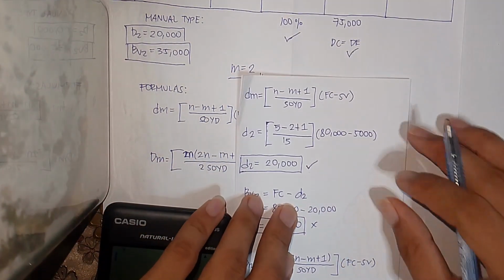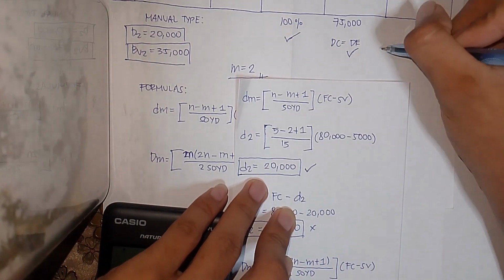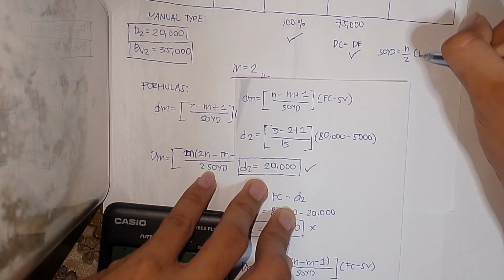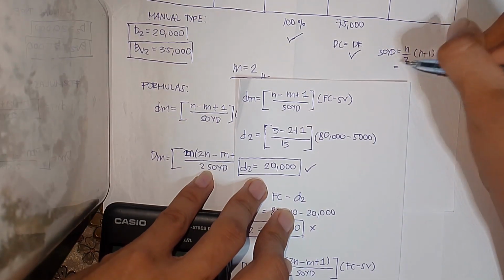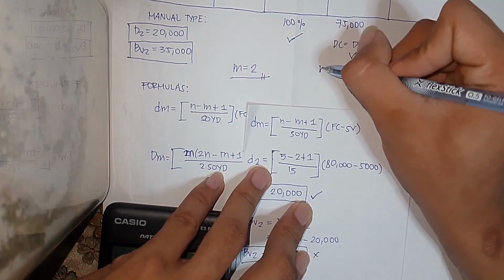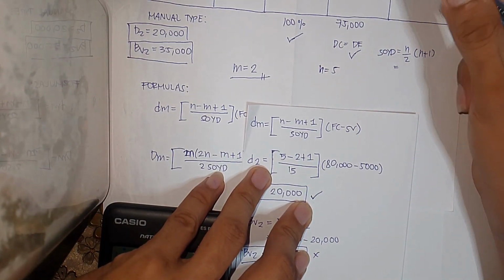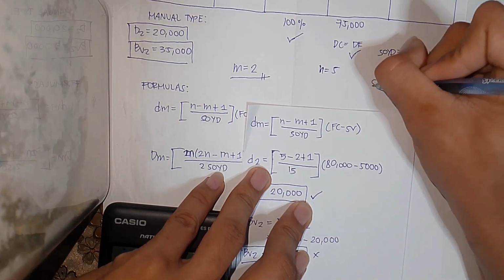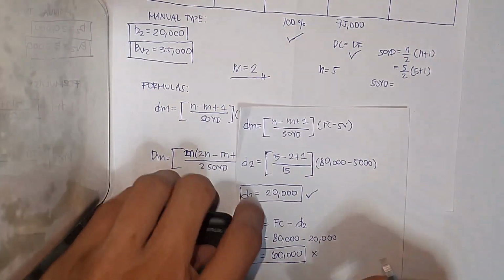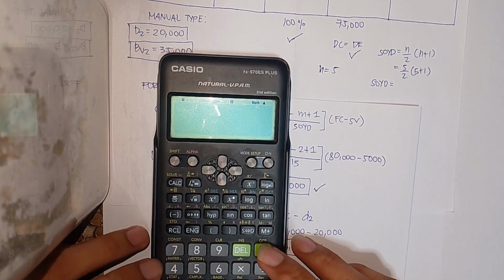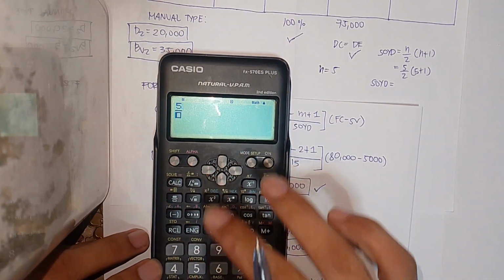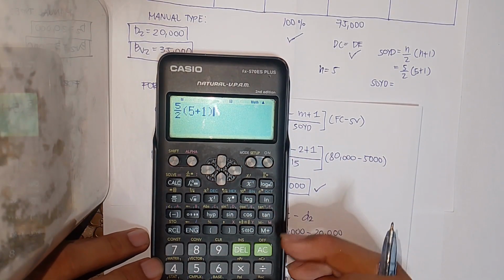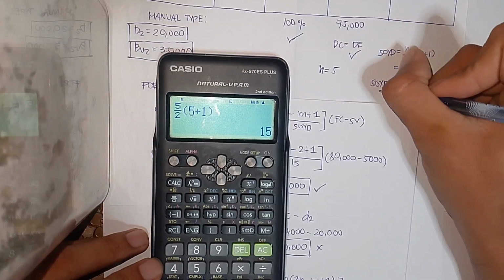There is another way to solve the SOYD. This is another formula. SOYD is equal to n over 2 times (n plus 1). So our n is equal to 5. So 5 over 2 times 5 plus 1. We need to compute to prove that our computation is correct. 5 over 2 times 5 plus 1. So same answer, 15.